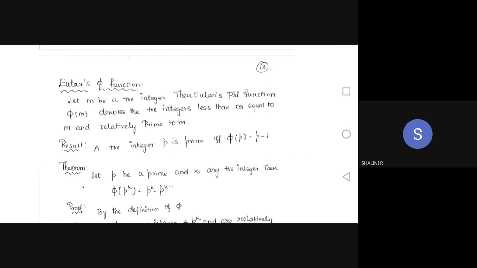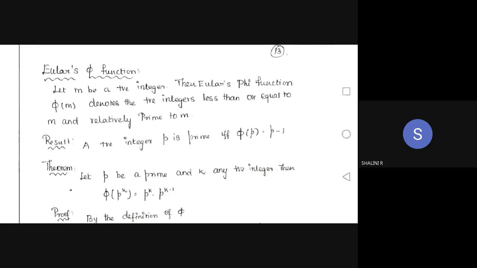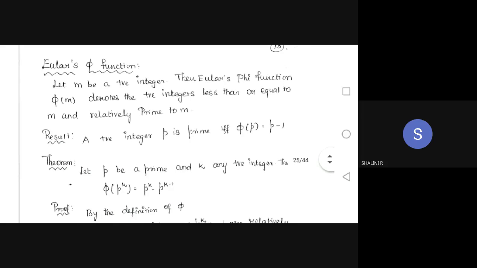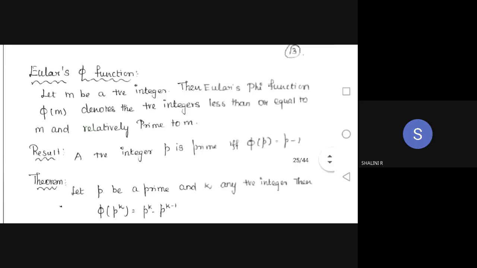Then I introduced the definition of Euler's phi function. Let m be a positive integer, then phi of m is the number of integers less than or equal to m and relatively prime to m. If p is prime, then phi of p will be p minus 1.